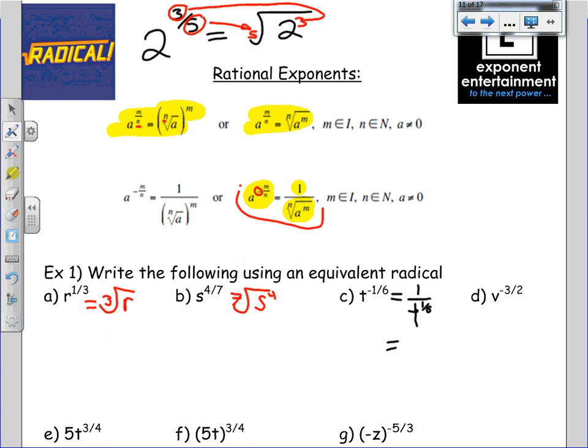Yeah, no, you're right. You had a tough time describing it, but you're right. It's 1 over 6th root of t. So the 1 over is still there. 6th root of t. His denominator was 6, so now his index is 6. It's still all underneath 1.